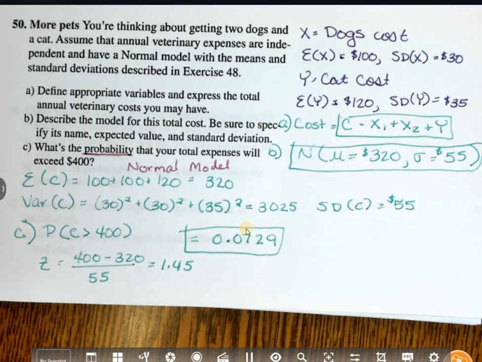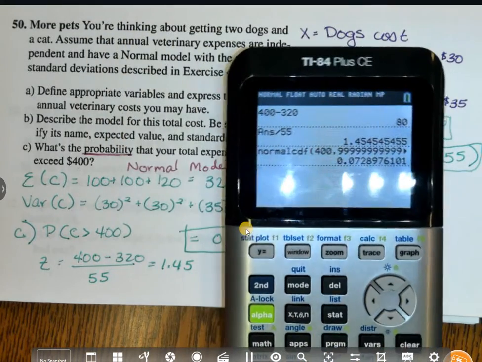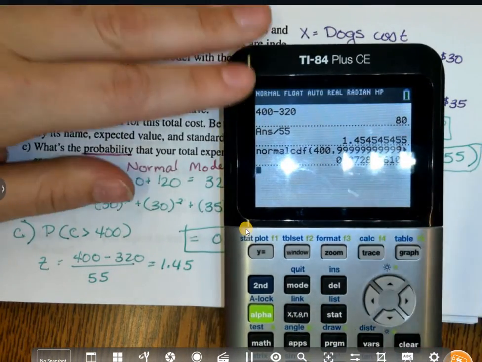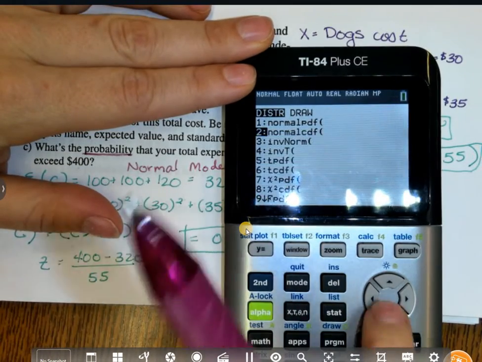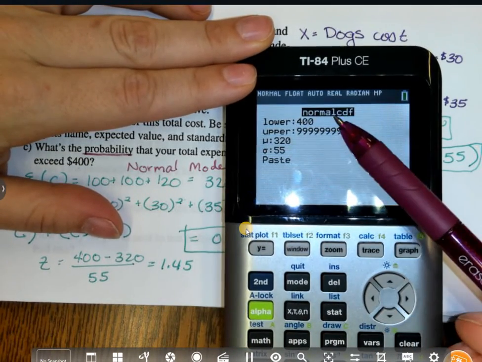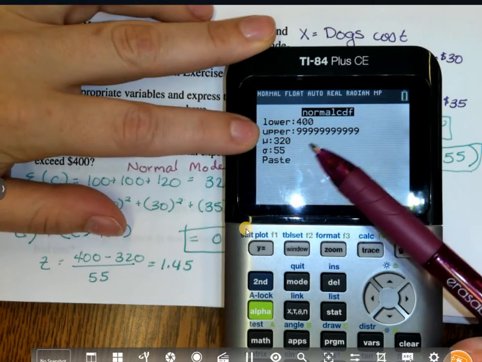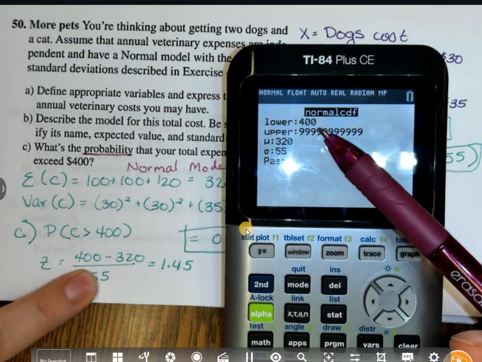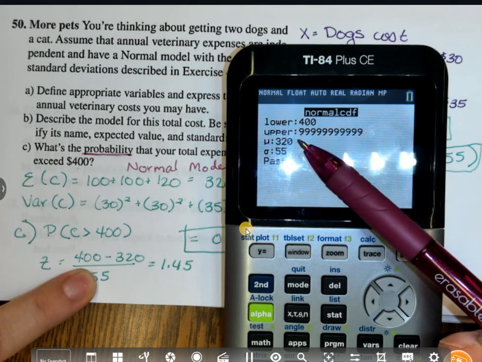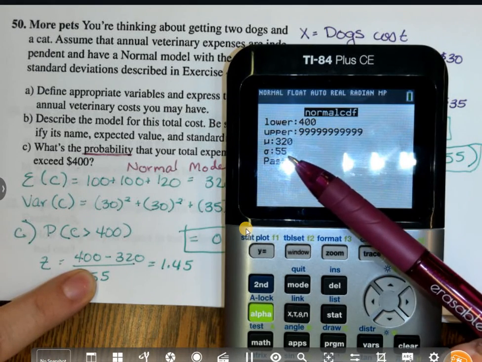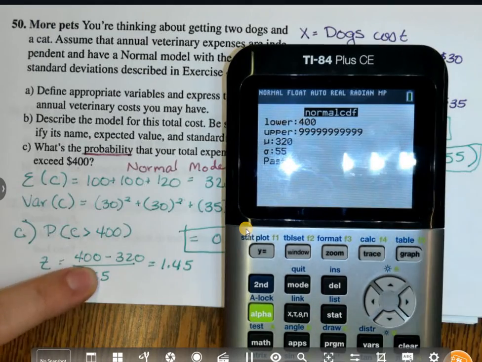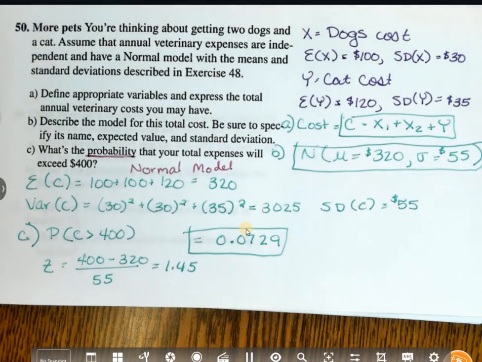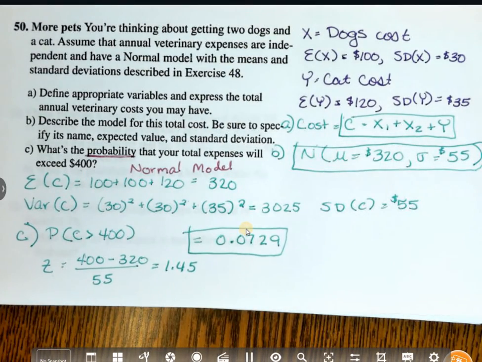And then the way I did that in my calculator, I just did normal CDF. Actually, let me show you here. Normal CDF: lower, upper, mean, standard deviation. You can do this using the Z-score, but if I put 1.45 here, what do I need to use for mean and standard deviation? 0 and 1. Good.